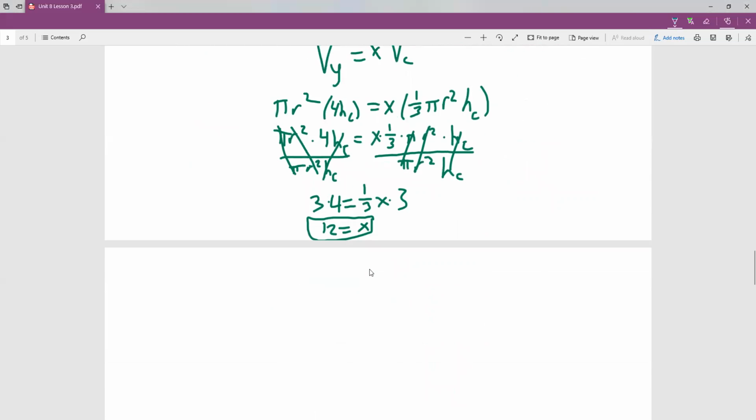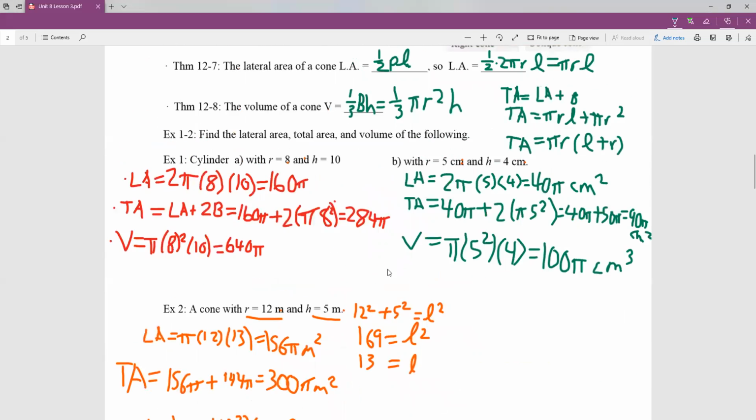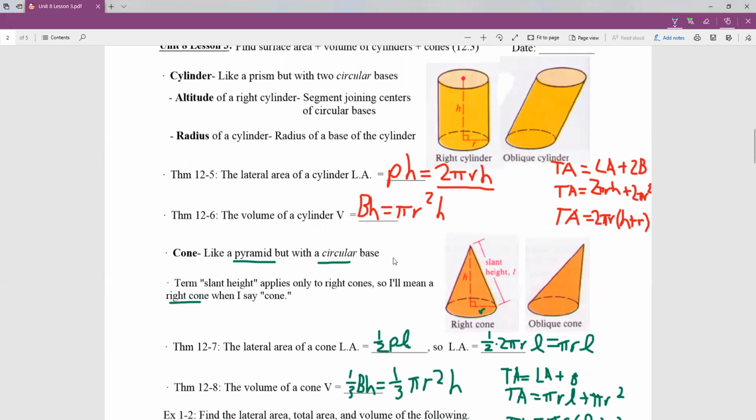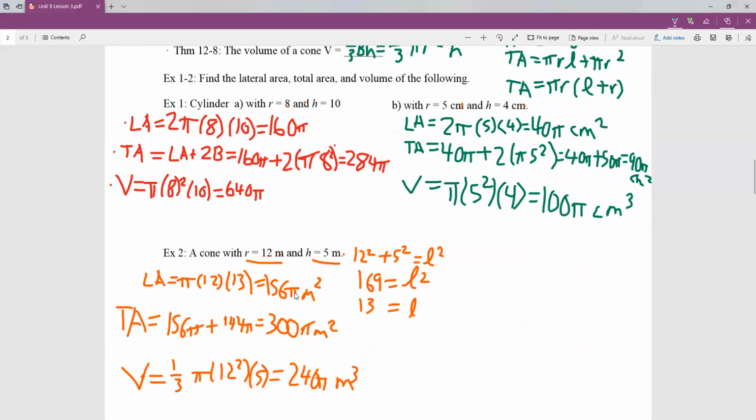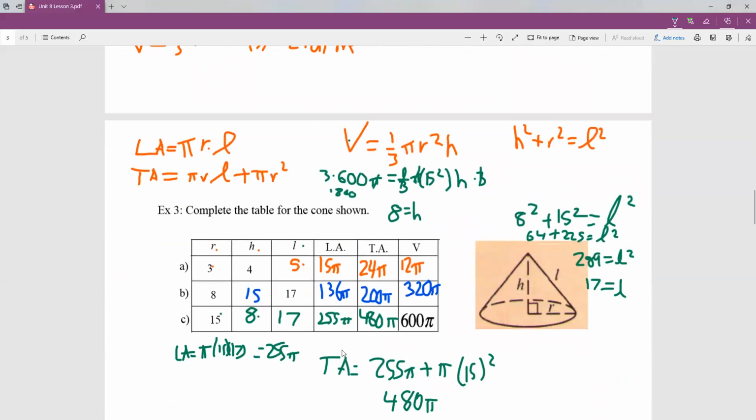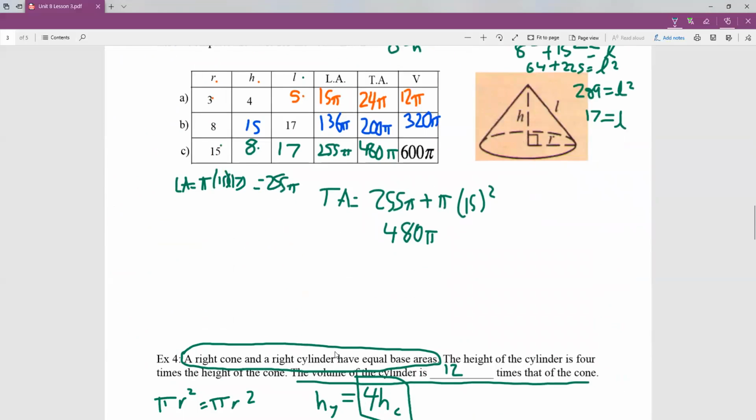So yeah, those are your notes. A big takeaway is that the lateral area, total area, and volume of cylinders and cones are very similar to prisms and pyramids, except now we're dealing with circles as bases. That's the only difference. When doing these examples, it's just a lot of plugging into the formulas. I think we actually did too many examples because it's all pretty much the same thing. You just plug it into the formula.